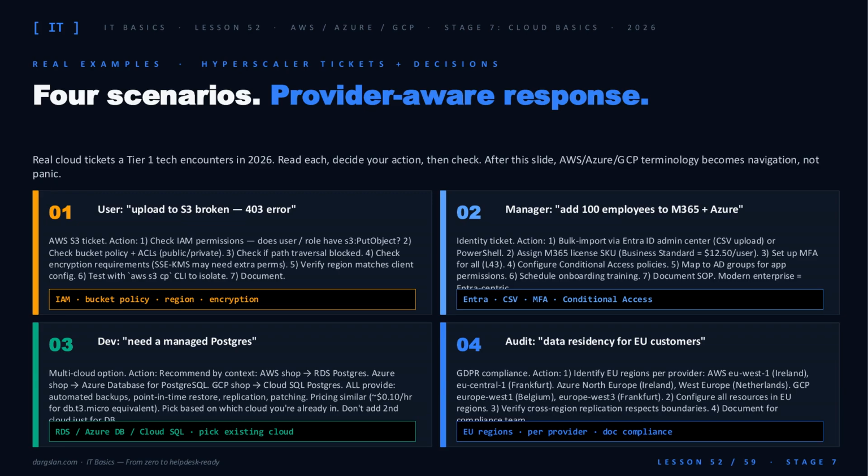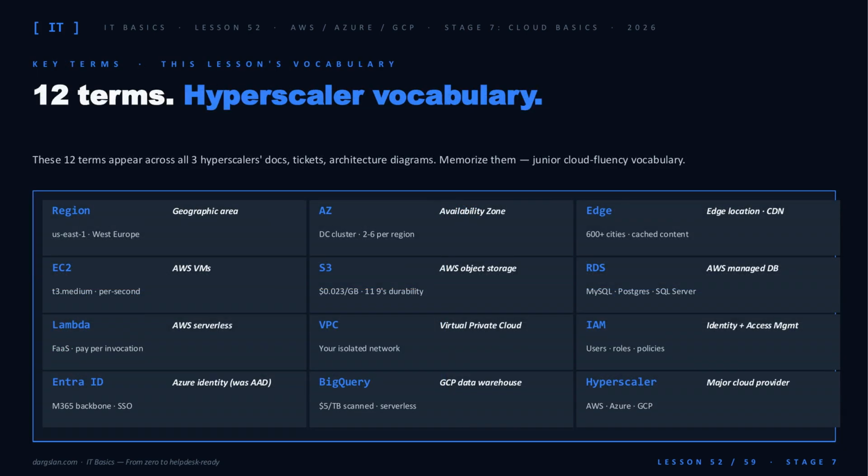That's the whole game. Before we wrap up, here's your survival vocabulary. 12 terms that show up everywhere across AWS, Azure, and GCP docs. Region and AZ define where your stuff physically lives. EC2, S3, RDS, and Lambda are the AWS Big Four: compute, storage, databases, serverless. VPC is your isolated network. IAM controls who can do what, and Edge handles cached content close to users. Entra ID and BigQuery round out the Azure and GCP side. Learn to recognize these on sight. That's junior cloud fluency in one slide.